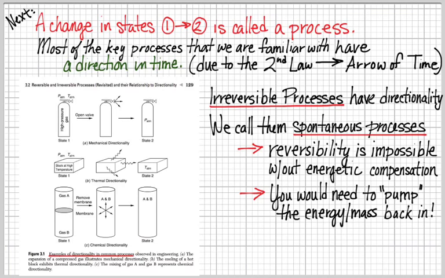And the third example that you see down here are two gases that have a barrier between them, a membrane. And when that membrane is removed, well, then you have a mixing of gases, and you can't unmix the gases at the end of an irreversible process.